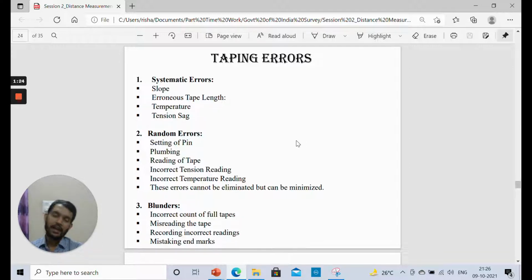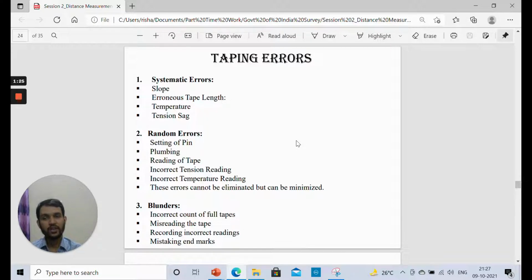Then error may be due to temperature also, obviously, because if there is an increase in temperature, the length of the tape may increase, and if there is a decrease in temperature, the length of the tape may decrease, with respect to the standard conditions that are considered at a temperature of 20 degrees Celsius, okay. So we need to check the site conditions that are prevailing on the particular day in which the taping was done, and based on that we can apply a suitable correction factor, and these errors can be eliminated. Same is for tension sag.